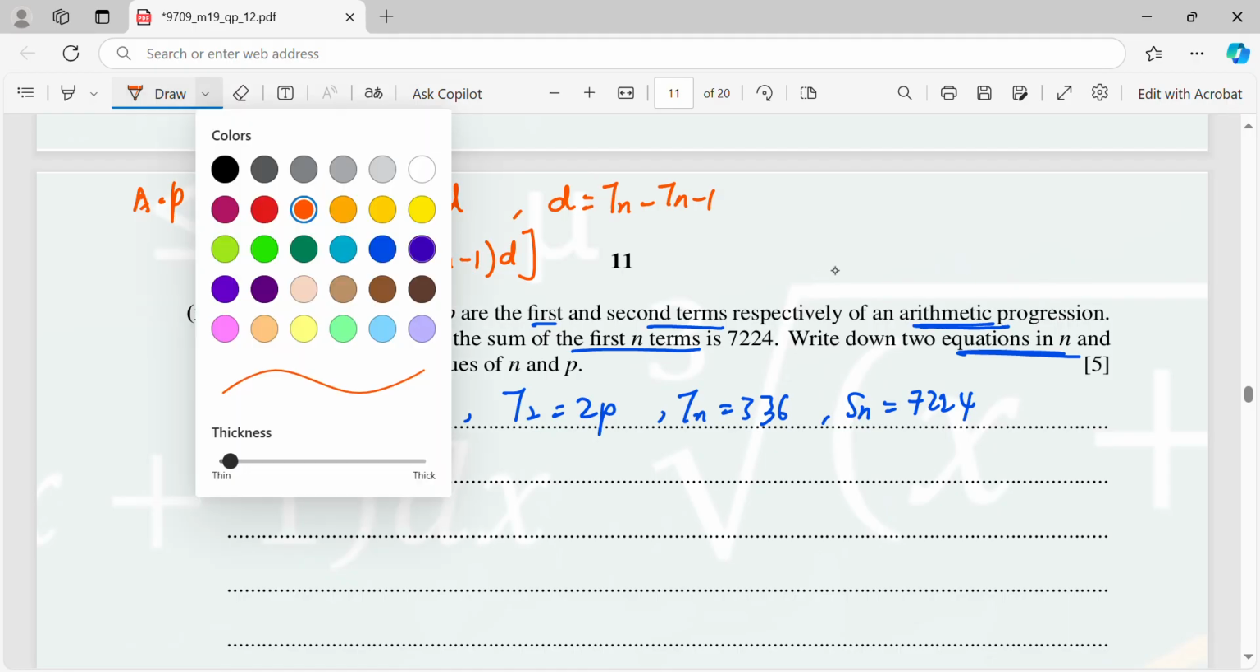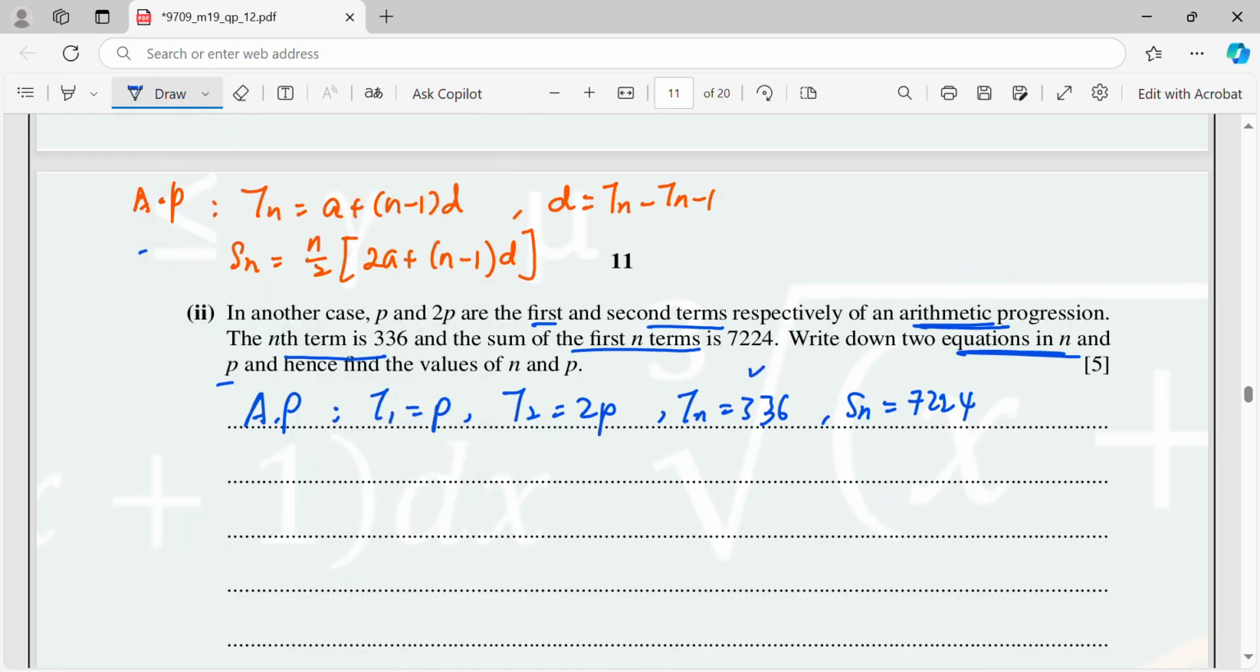So what I need to do here is, firstly, use Tn to get the first equation. After that, use the Sn to get the second equation. So done for the first part, before we solve n and p. So now, Tn is basically a plus (n minus 1)d. So given 336, my a is p, plus n minus 1.